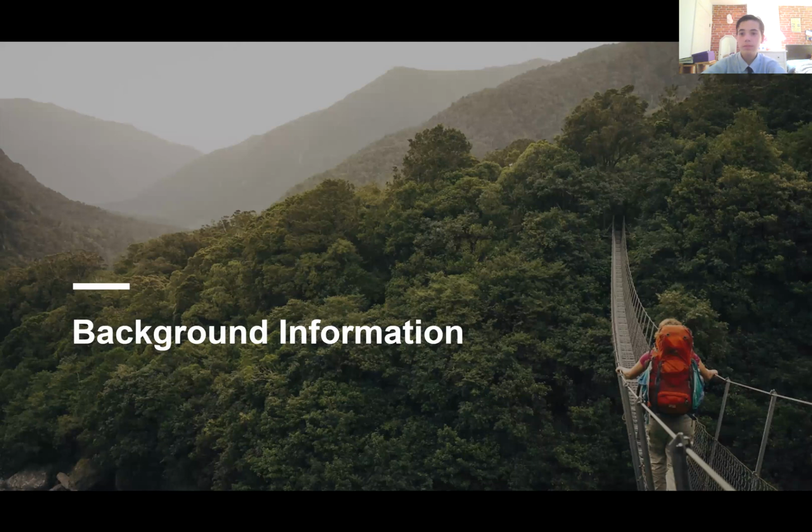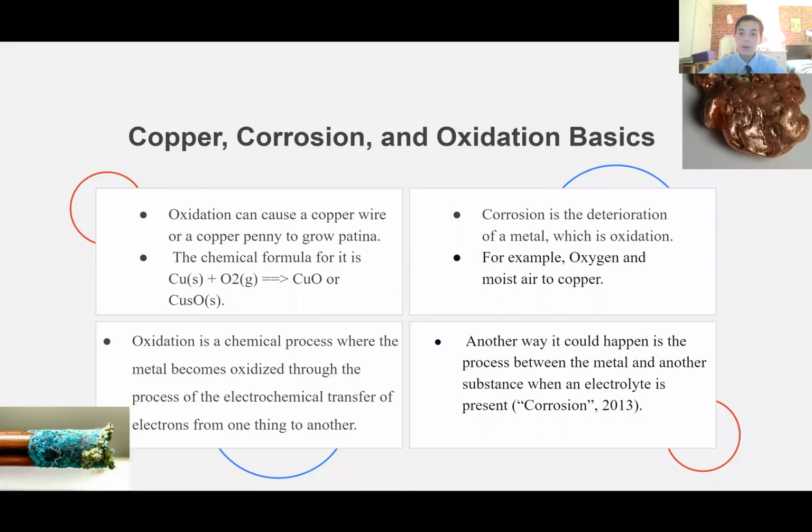Background information. Copper, corrosion, and oxidation basics. Oxidation can cause a copper wire or a copper penny to grow patina, which you can see down here. Corrosion is the deterioration of a metal, which can also be oxidation. The chemical formula for oxidation is right here. One example is oxygen and moist air to copper, which is this down here.